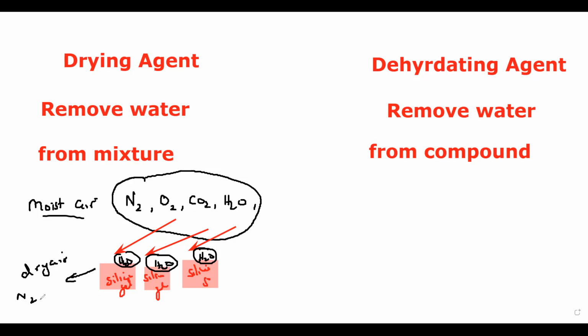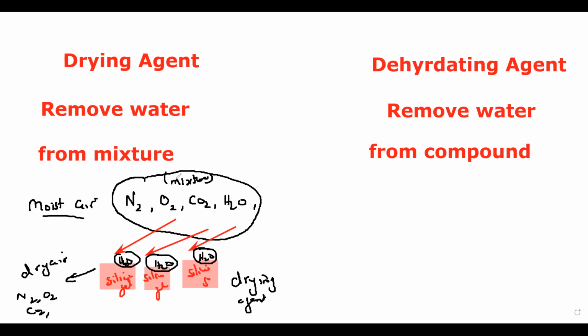The dry air will contain nitrogen, oxygen, and carbon dioxide, but it won't contain water because the water is removed by using a drying agent. So this silica gel is called a drying agent. This moist air is a mixture. So whenever we remove the water from a mixture, we call the substance which is removing or absorbing the water a drying agent.